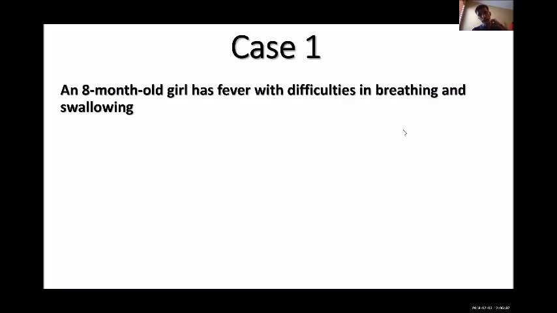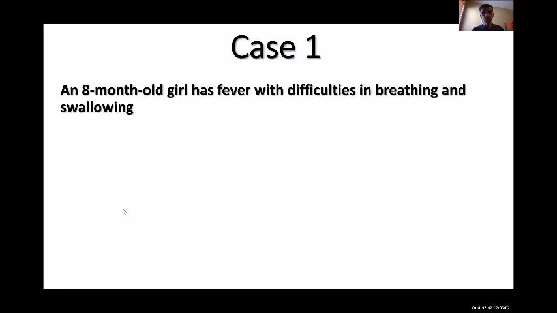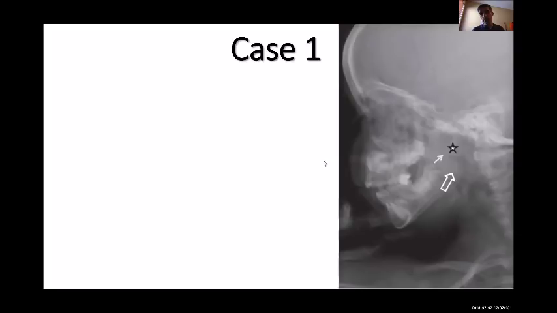We'll start with the first case. An 8-month-old girl has fever with difficulty in breathing and swallowing, and this is the X-ray.